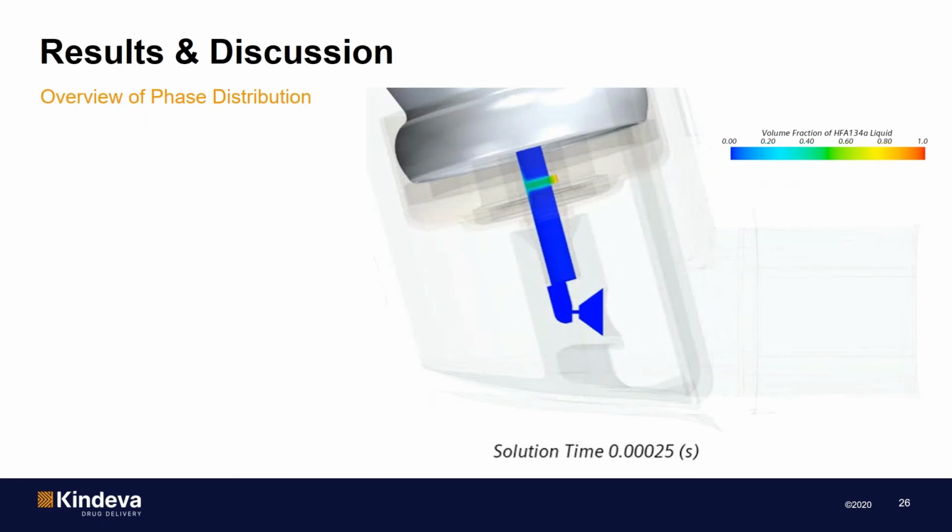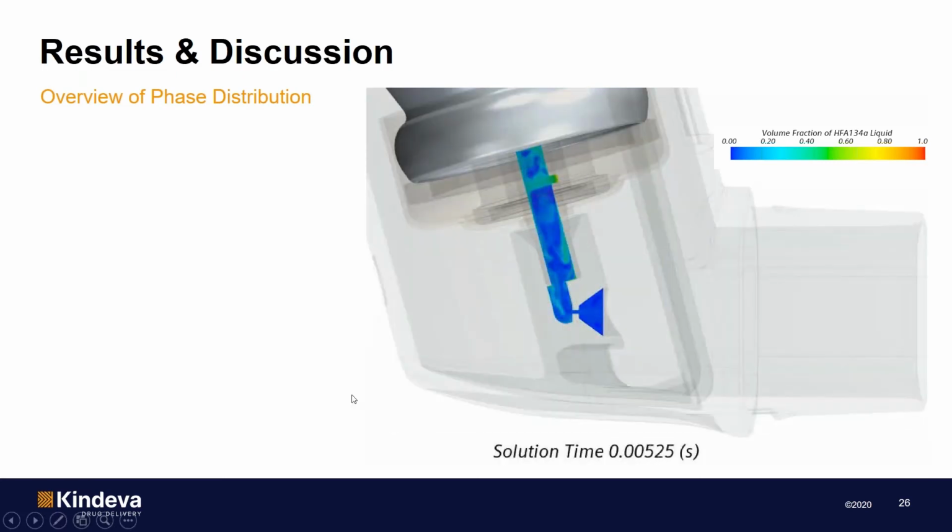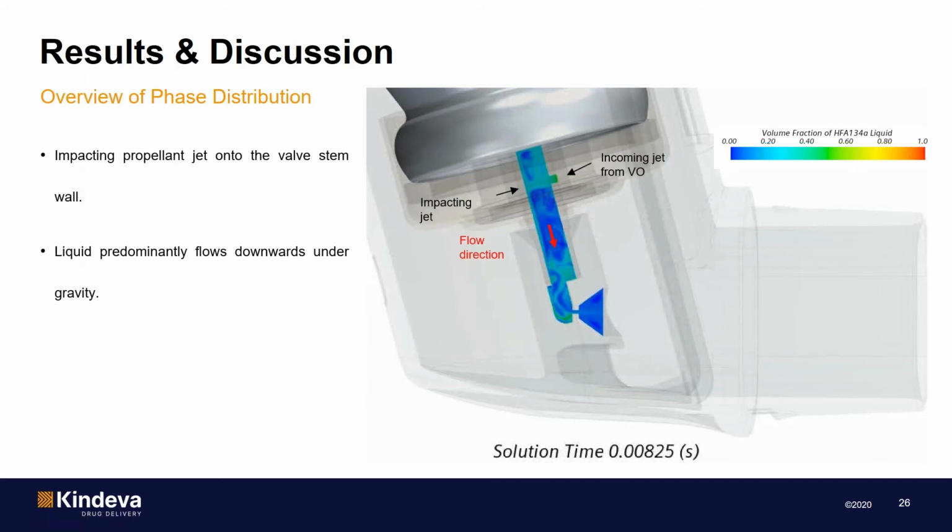Now, moving on to the results of our simulation. First we show an animation with an overview of the predictions of the CFD model, and we are going to look at the distribution of the volume fraction of liquid. The color scale corresponds to phase volume fraction. If I run this animation, we can see that straight after coming in from the metering chamber, a propellant jet is predicted to impact on the valve stem wall opposite the valve orifice. Subsequently, the liquid phase predominantly sticks to the wall.